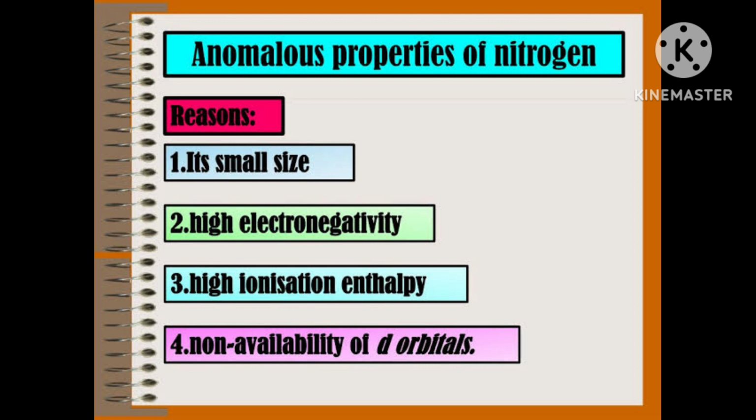Then what are the reasons? I told you, the small size and non-availability of d orbitals, okay? Non-availability of d orbitals in nitrogen, but in the others it is available. This is one major factor. As nitrogen is small in size, size differences are there in all elements. The d orbital is not there, that is the main factor. These are actually responsible for this deviation.